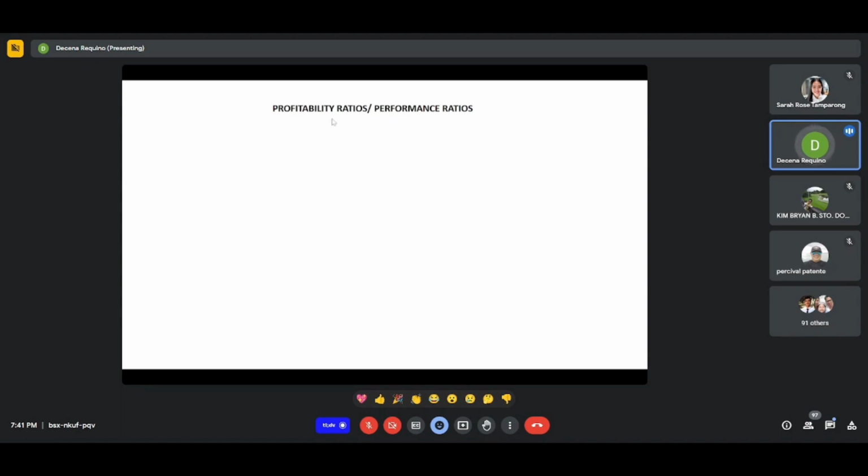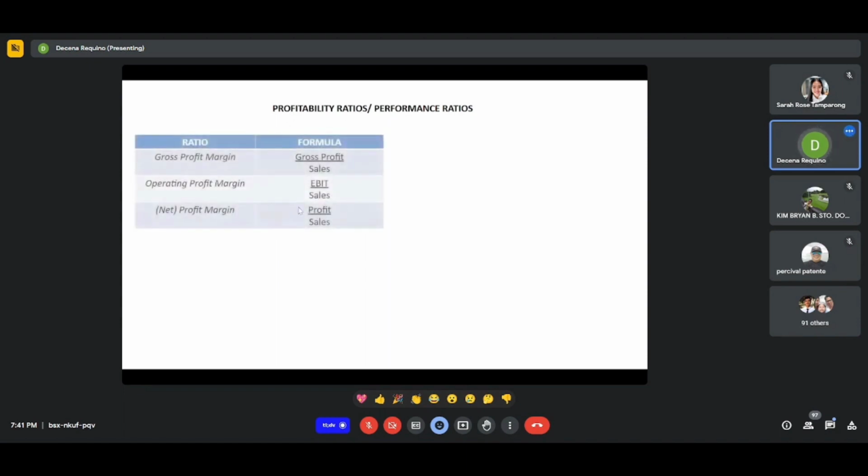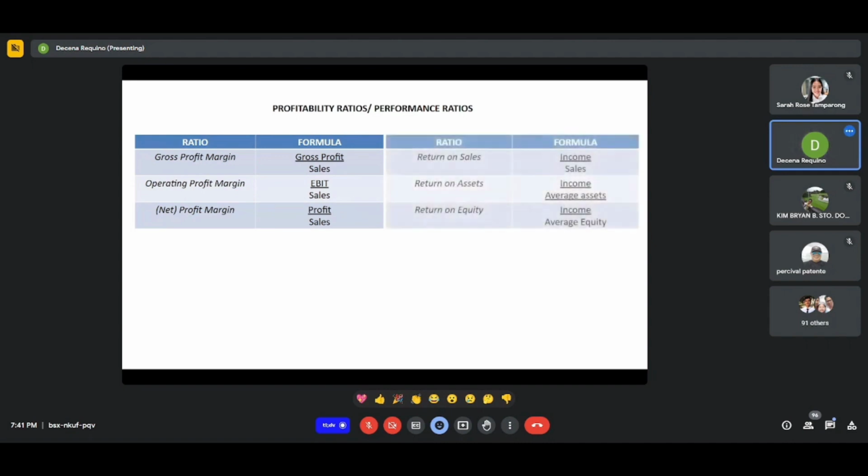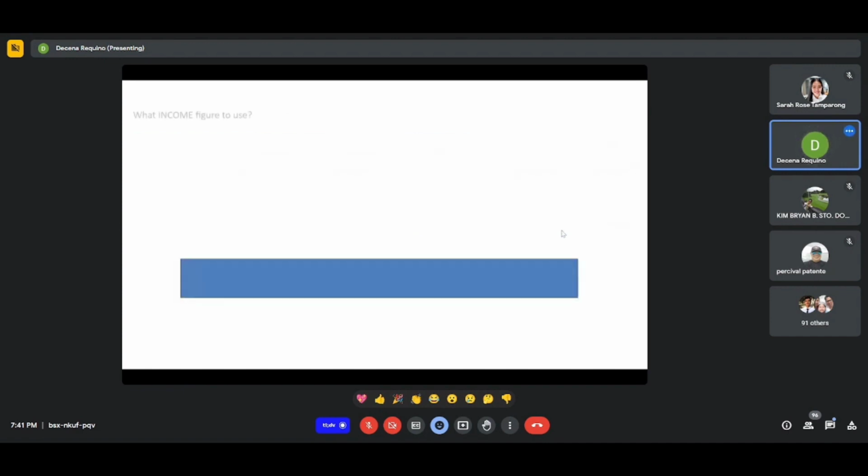These are the profitability ratios or performance ratios. For gross profit margin, gross profit divided by sales. For operating profit margin, the earnings before interest and tax divided by total sales. For net profit margin, net profit over total sales. For return on sales, income divided by sales. For return on asset, income divided by average asset. For return on equity, income divided by average equity.